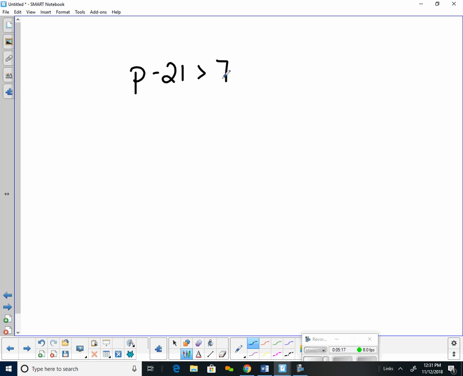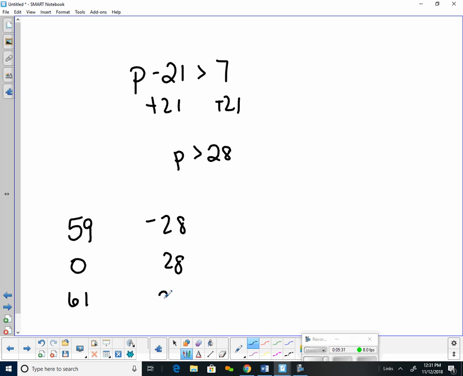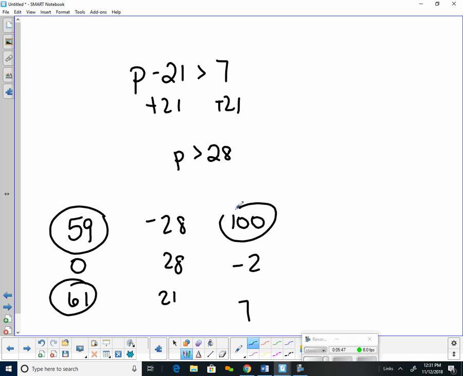If p minus 21 is greater than 7, if I add 21 to both sides, I get p is greater than 28. If I gave you some choices and asked you which of these numbers were greater than 28, then you would circle all that apply. Well, 59 is greater than 28, 61. 28 is equal to 28, but it is not greater than 28, so I would not mark it, and then I would circle 100.